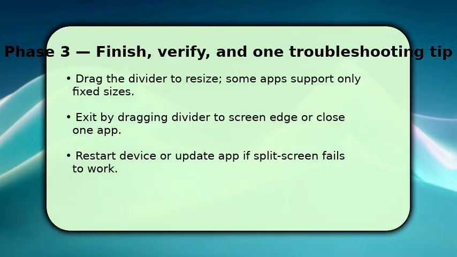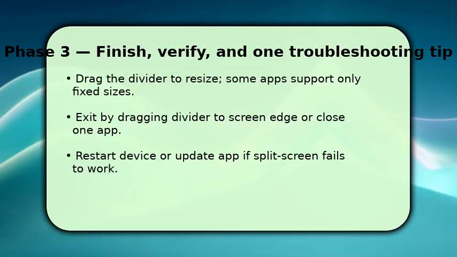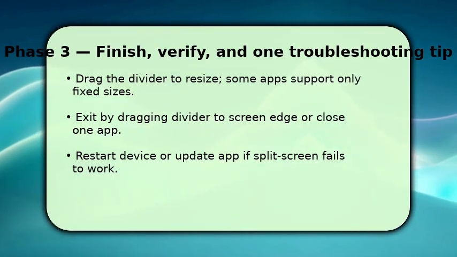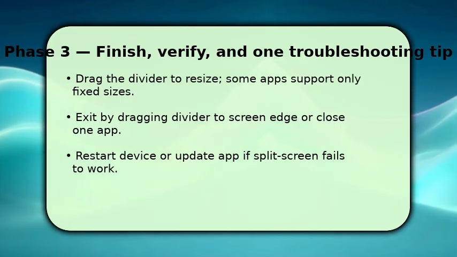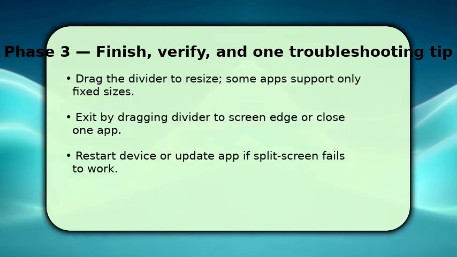If split screen doesn't activate, restart the device, force stop and reopen the apps, or check for updates. These steps fix most permission or memory conflicts and restore normal split behavior.